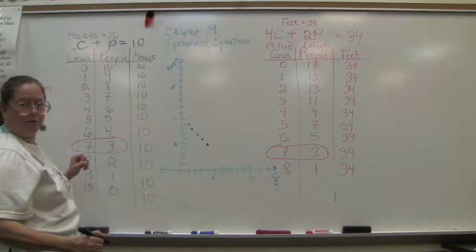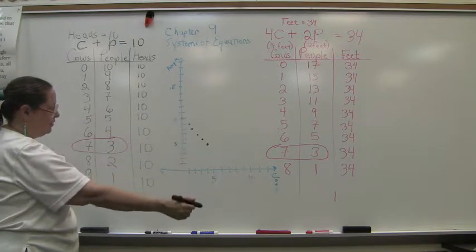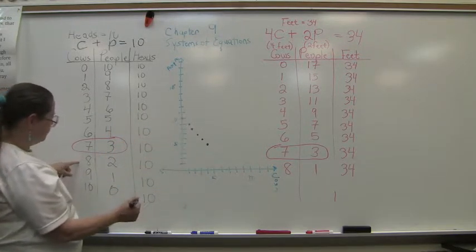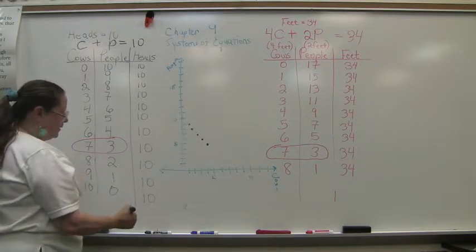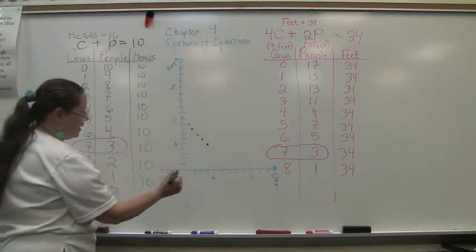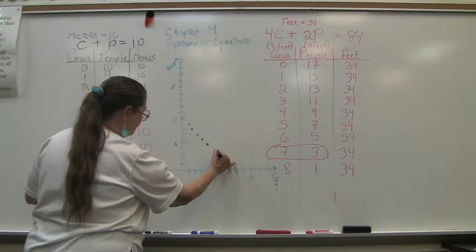Okay, and you can begin to see what's happening. You see how our dots are all lining up? If I were a better drawer, they would exactly line up. Okay, let's see, 6 cows and 4 people.